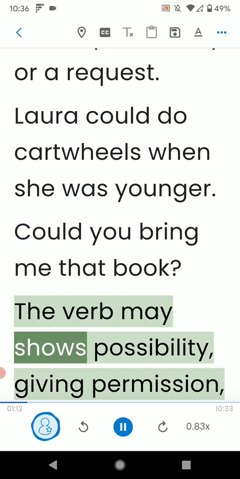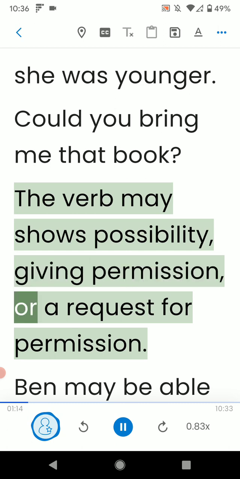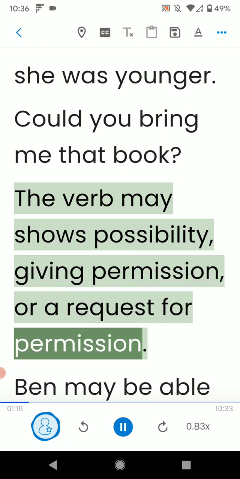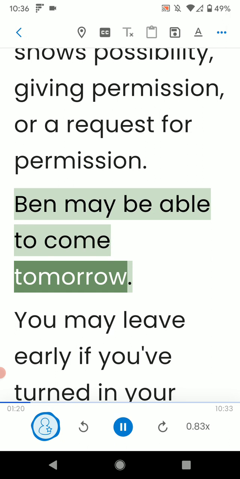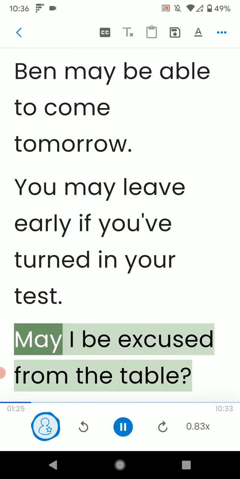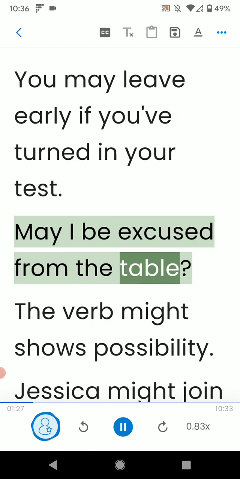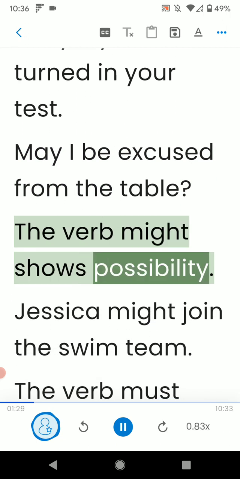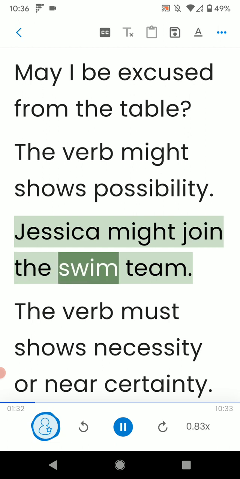The verb may shows possibility, giving permission, or a request for permission. Ben may be able to come tomorrow. You may leave early if you've turned in your test. May I be excused from the table? The verb might shows possibility. Jessica might join the swim team.